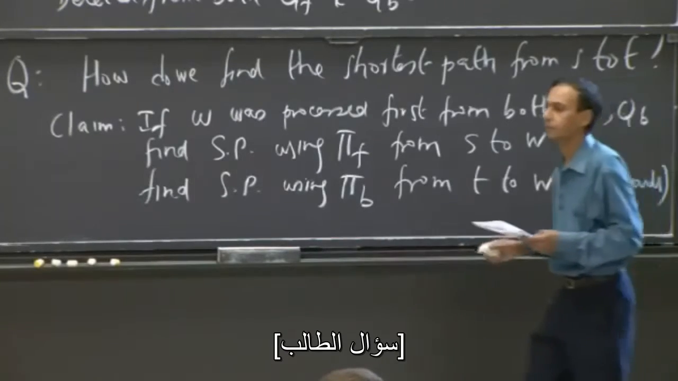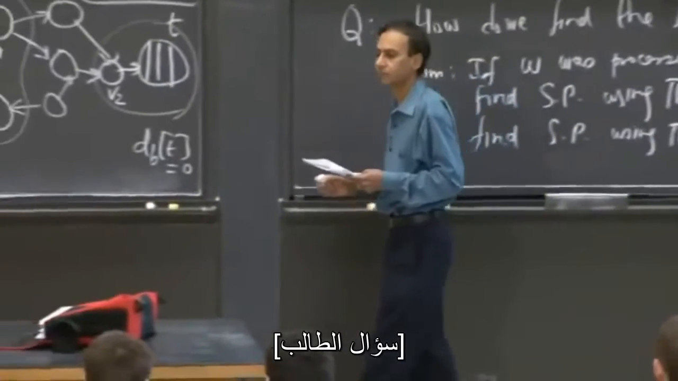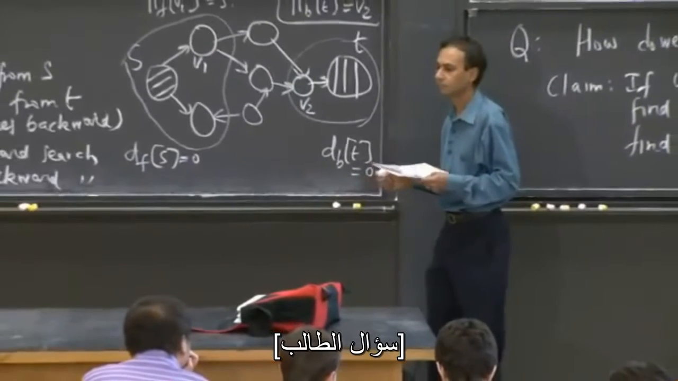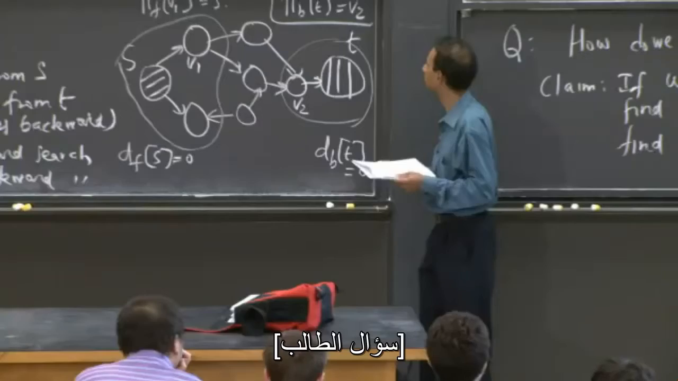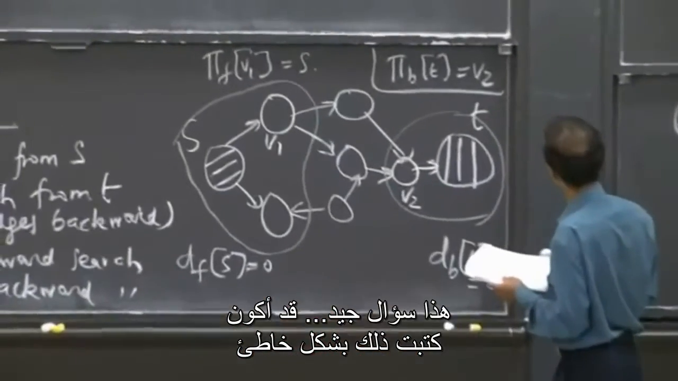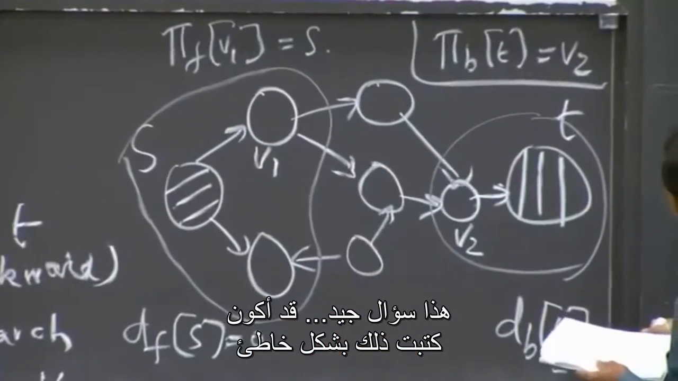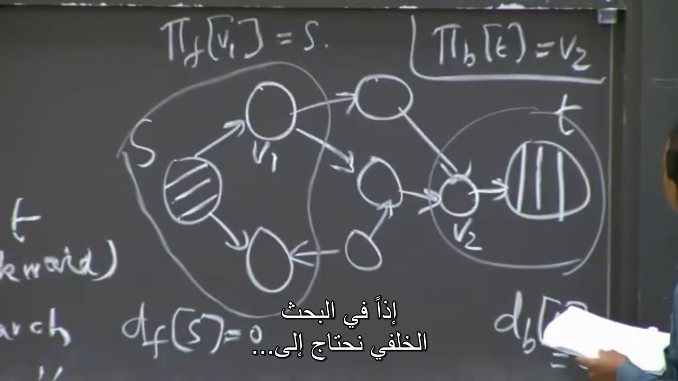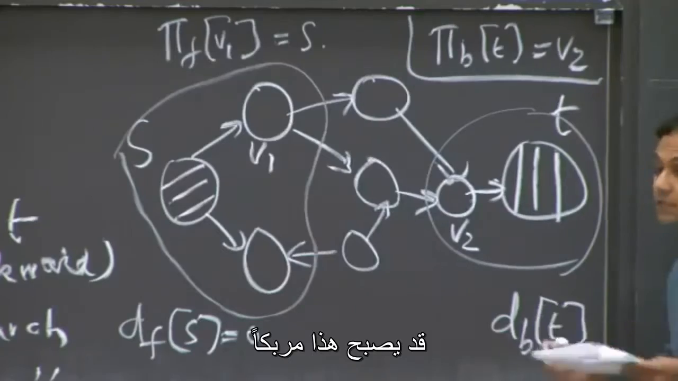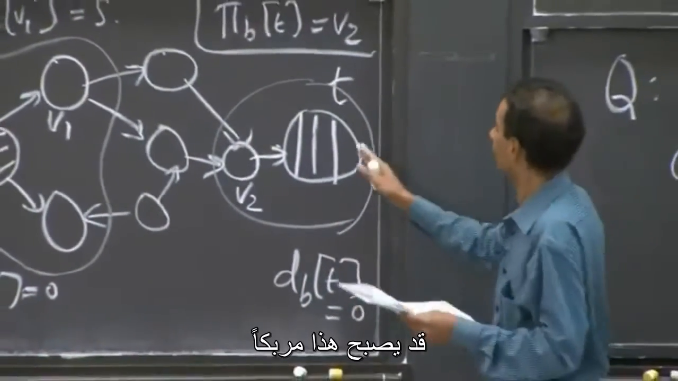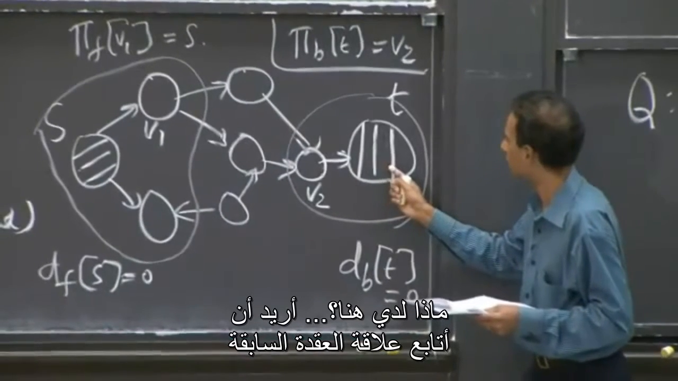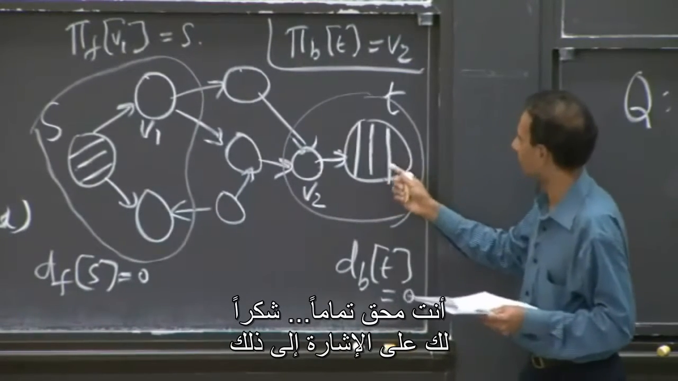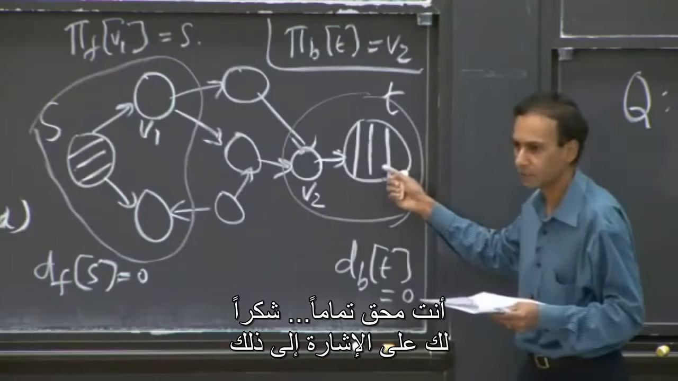Yeah. If pi b is getting distance from t, shouldn't pi b v2 equals t? Because v2 is... That's a good question. I might have gotten this wrong. So in the backward search, I need to... This can get pretty confusing. What do I have here? I want to follow the predecessor. You're exactly right. Thank you for pointing that out.